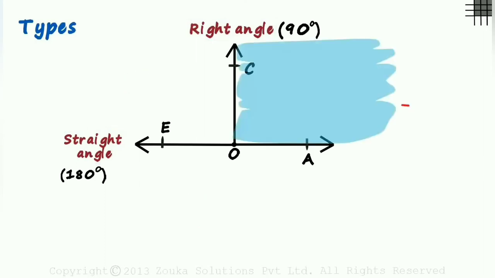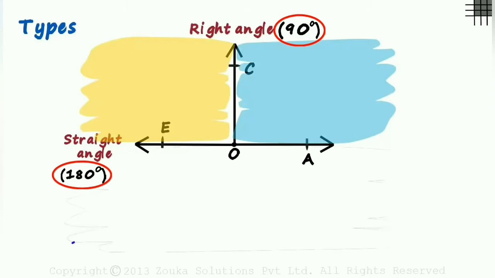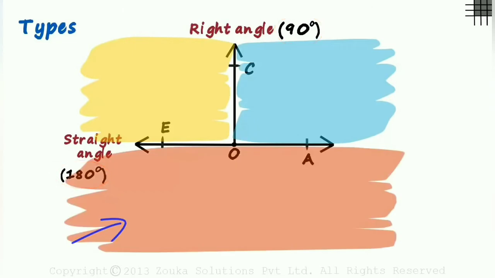This blue region, which is between 0 and 90 degrees. This yellow region, which is between 90 degrees and 180 degrees. And this entire red region under the line, which is between 180 degrees and 360 degrees. We classify the angles purely based on these 3 regions. To classify the angles in this figure, we will consider ray OA as the initial arm for all angles.